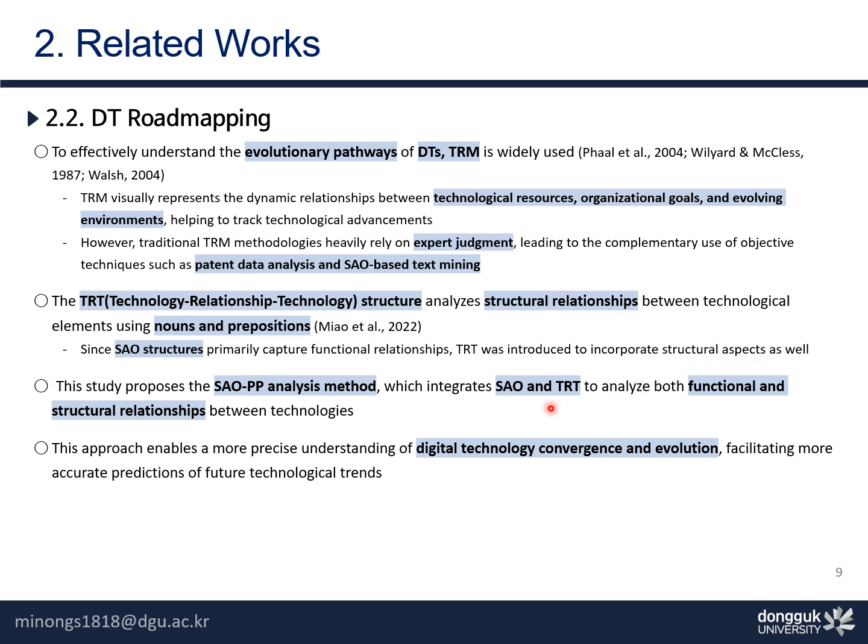The TRT structure captures structural relationships, while SAO focuses on functional ones. This study introduces the SAOPP method, combining both to analyze functional and structural relationships, offering a more accurate understanding of technology convergence and future trends.